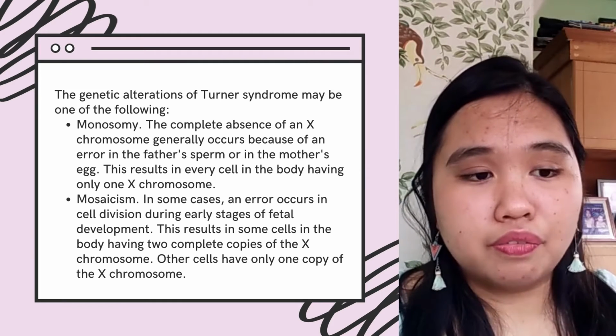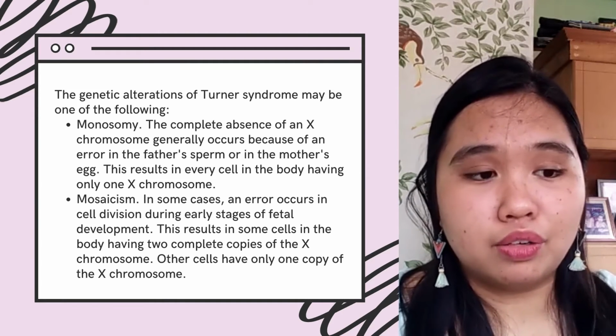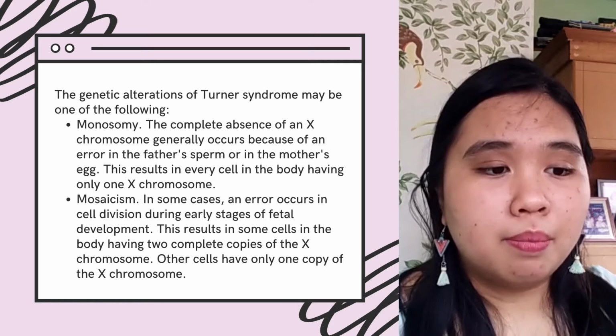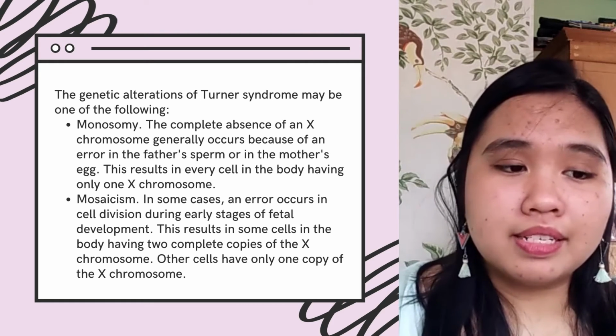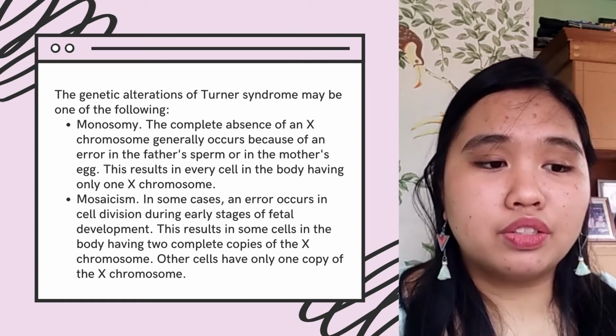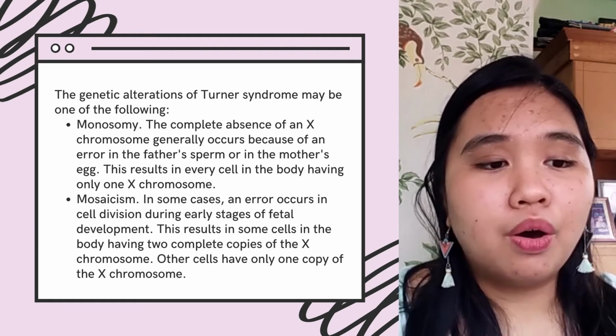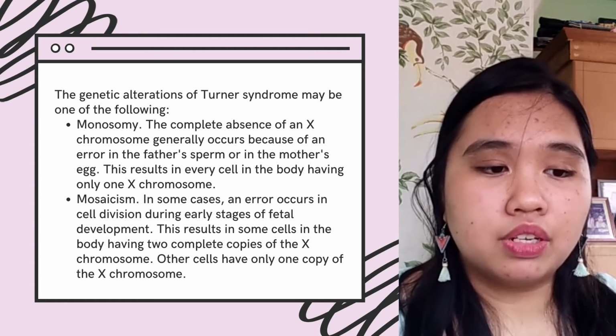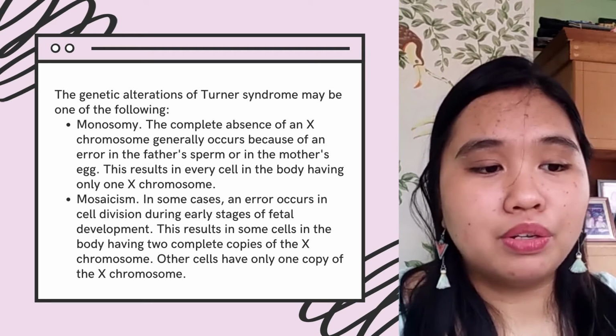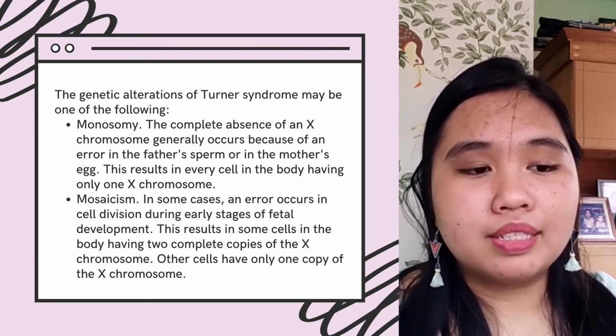The genetic alterations of Turner syndrome may be one of the following: monosomy, mosaicism. Monosomy is the complete absence of an X chromosome, generally occurring because of an error in the father's sperm or in the mother's egg. This results in every cell in the body having only one X chromosome.